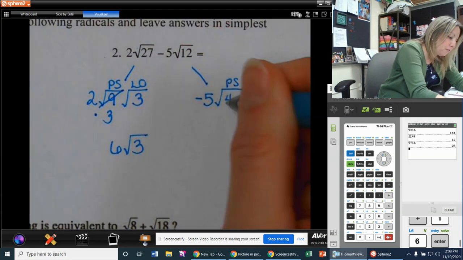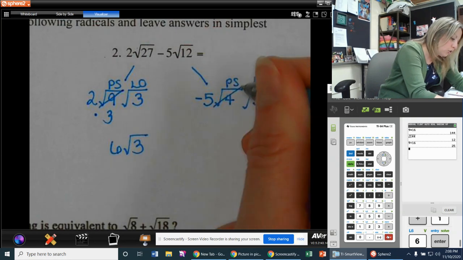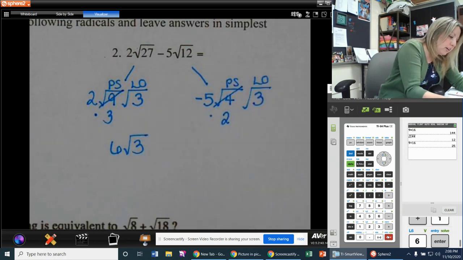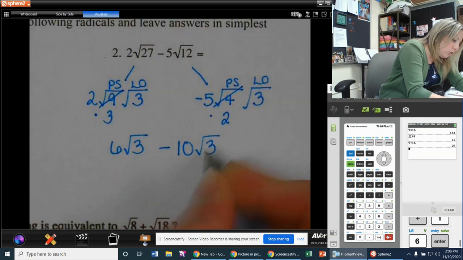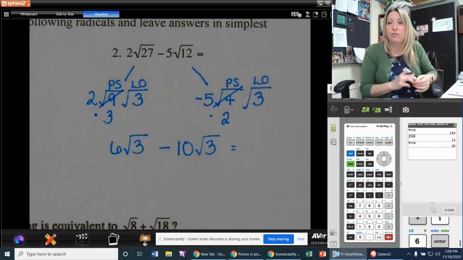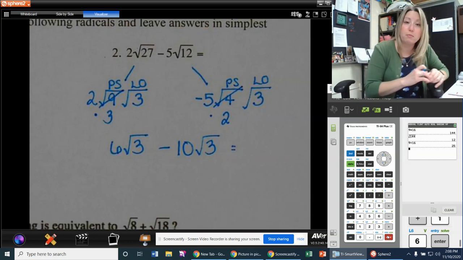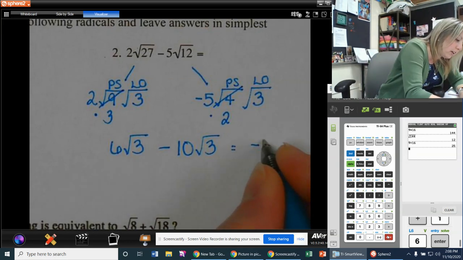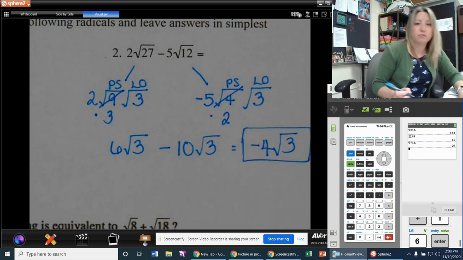Leftover is 12 divided by 4 is 3. Like radicands. There we go. Square root of 4 is 2, and negative 5 times 2 is negative 10 radical 3. So now I actually add those or subtract those in this case. And 6 radical 3s minus 10 radical 3s, that leaves me with negative 4 radical 3s. That is how many I have.